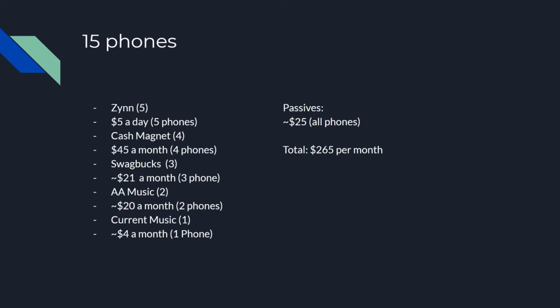Anyways, guys, more on that in a future video, but for now, we're going to go ahead and just run AA Music on 2 phones, which will earn you roughly around $20 a month. And lastly, guys, we have that one last phone sitting around, so we might as well run something on there, which is Current Music. And with Current Music, you guys can make around $4 to $5 per month with one phone.